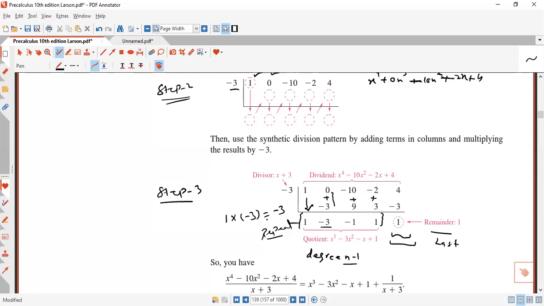The degree of quotient will always become 1 lesser than your dividend. Degree will become n minus 1. So why? Because our dividend was degree 4, so the quotient will have degree 3, 4 minus 1, 3. So this one is the coefficient of x cube, minus 3 is the coefficient of x square, negative 1 is the coefficient of x, and the last term will be constant. Clear?